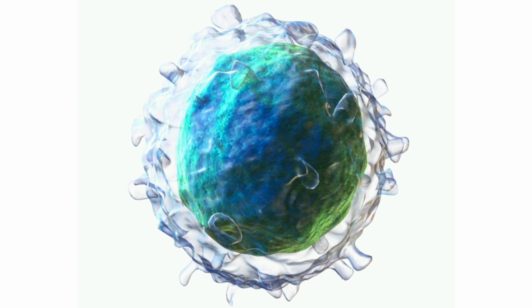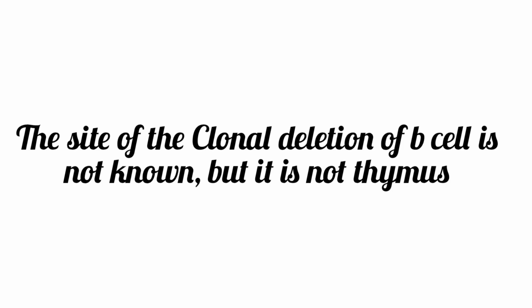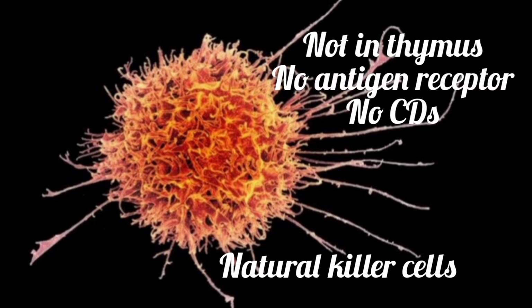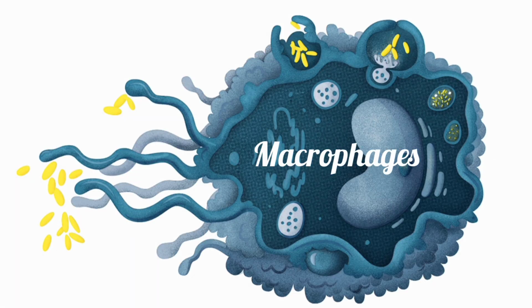B cells also undergo clonal deletion of those cells bearing antigen receptors for self proteins. This is a process that induces tolerance and reduces the occurrence of autoimmune diseases. But the site of clonal deletion of B cells is uncertain, though it is said that it is not the thymus. Natural killer cells are large granular lymphocytes that do not pass through the thymus, and they do not have an antigen receptor, and they do not bear the CD4 or CD8 molecules on their surface. In contrast to the T cells, B cells, and natural killer cells, which differentiate from the lymphoid stem cells, macrophages arise from the myeloid precursors, the myeloid series.